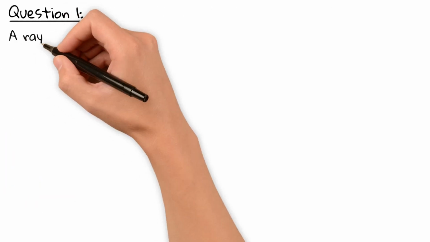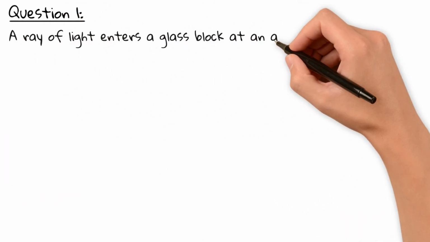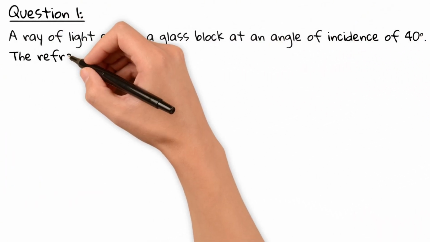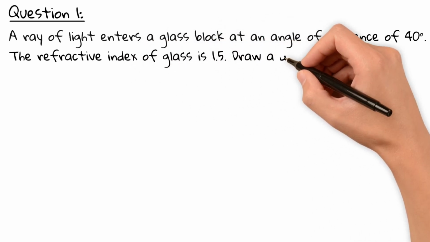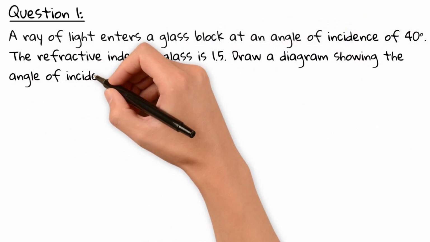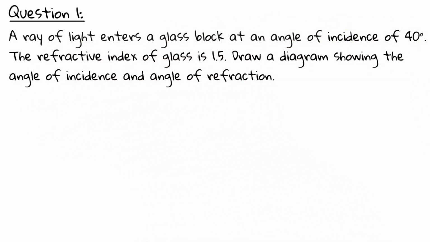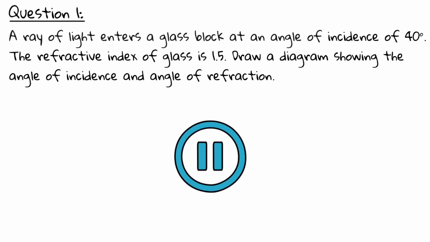Question 1. A ray of light enters a glass block at an angle of incidence of 40 degrees. The refractive index of glass is 1.5. Draw a diagram showing the angle of incidence and the angle of refraction. Pause the video and give it a try.